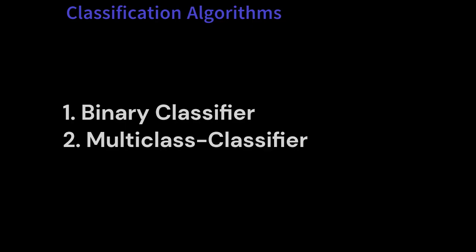There are two types of classifications. Binary classifier: if the classification problem has only two possible outcomes, then it is called a binary classifier. Examples: yes or no, male or female, spam or not spam, cat or dog, etc. Multi-class classifier: if a classification problem has more than two outcomes, then it is called a multi-class classifier. Example: classification of types of crops, classification of types of music.